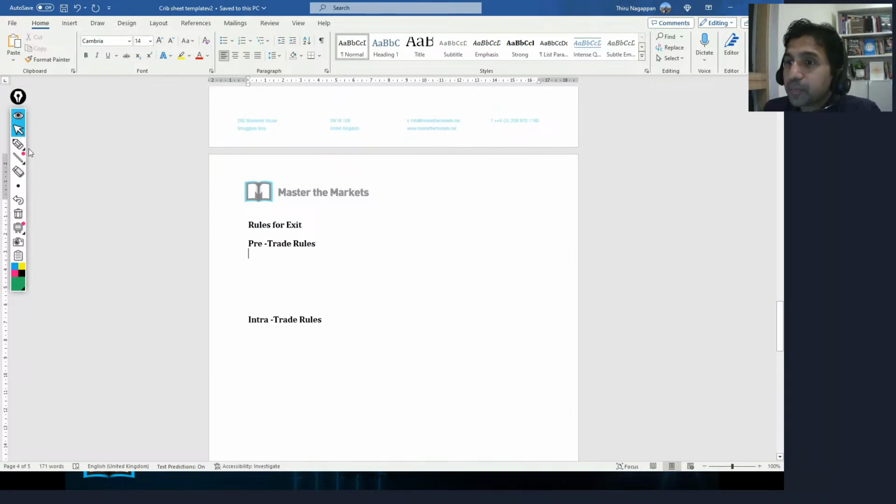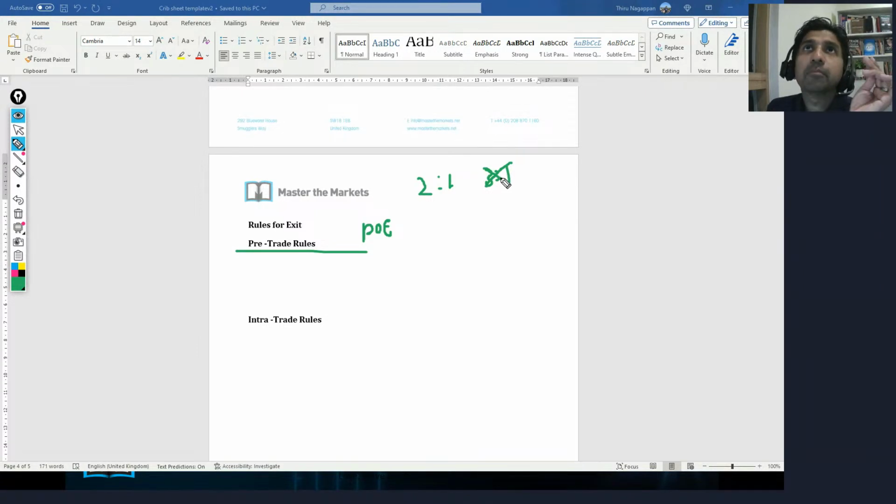Right. So there are two subsections. One is the pre-trade rules. That means before you get into the trade, before you even enter on your point of entry, what is your target going to be? Are you going to place it for, usually people teach you 2 to 1, 3 to 1. We don't actually really believe in that because there's not really much sense in it, right? Because anybody can make that up, isn't it? 10 to 1 and all of that, right?